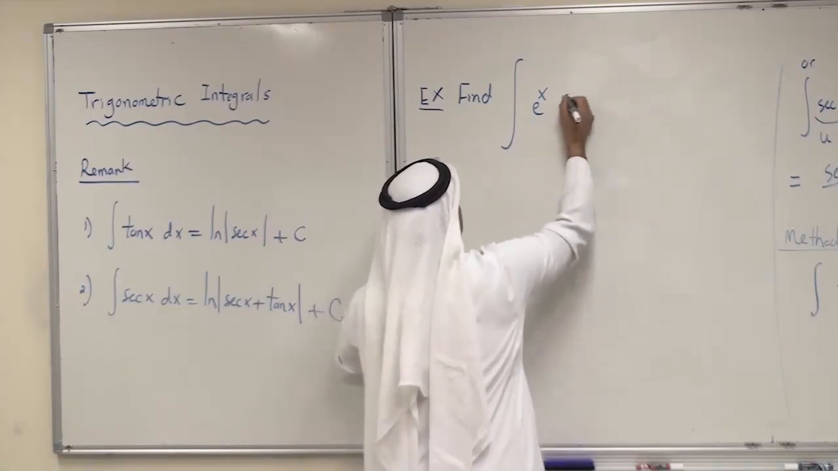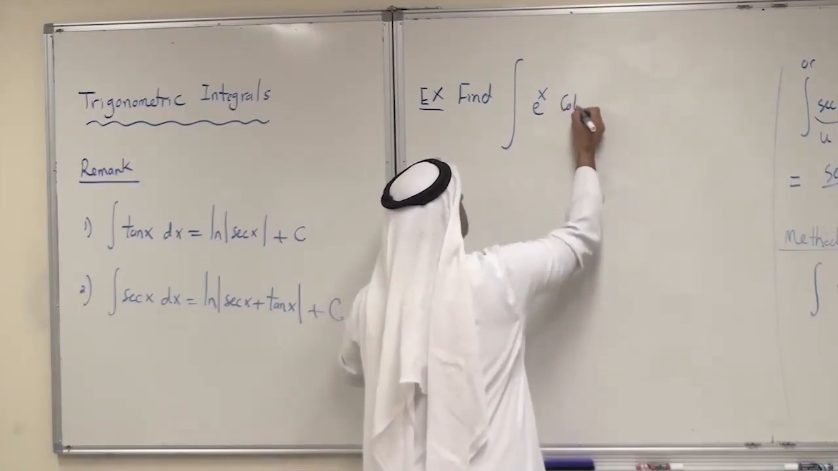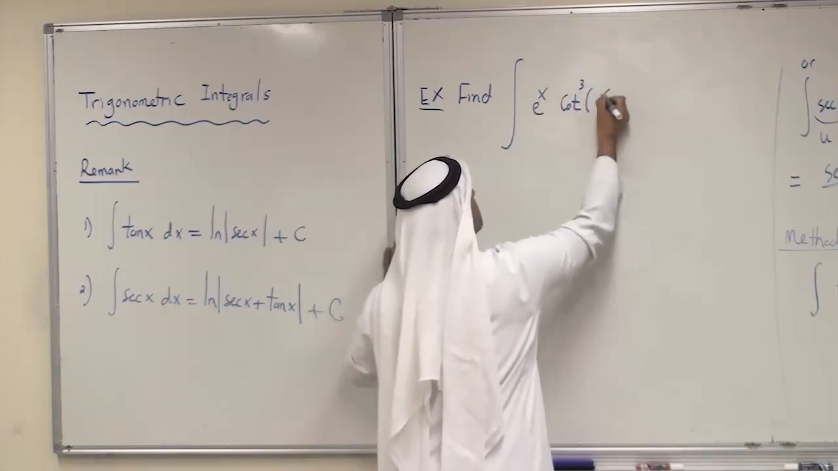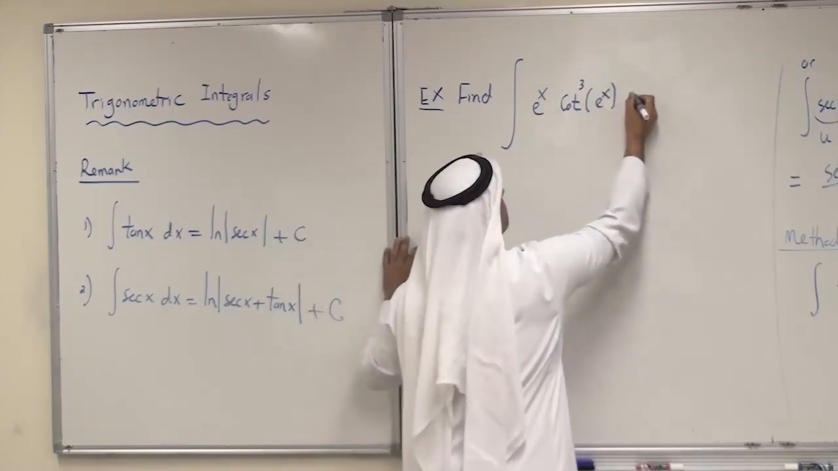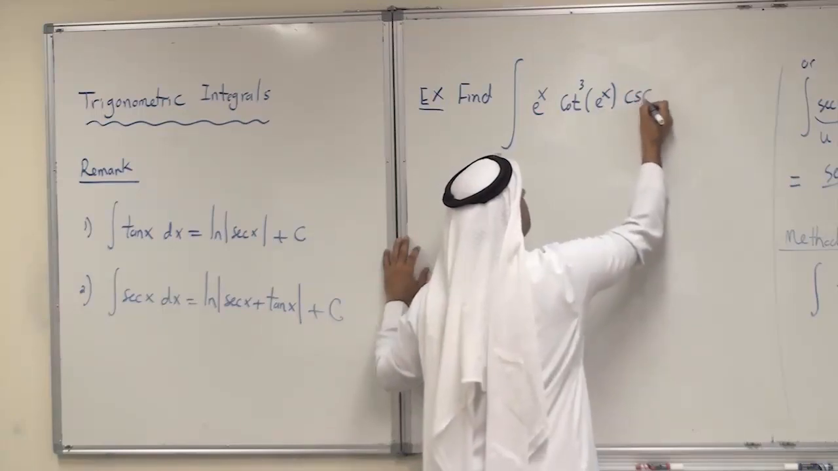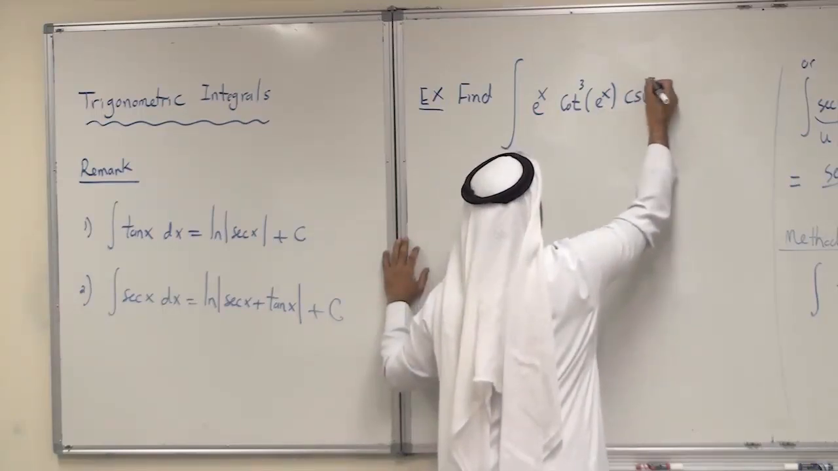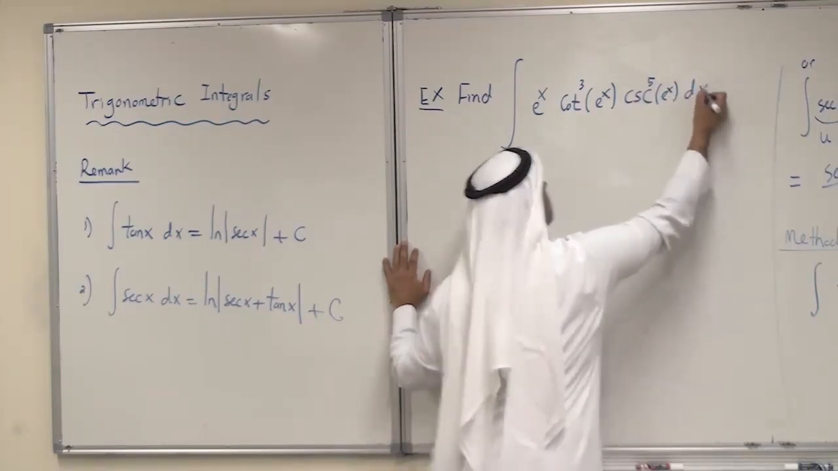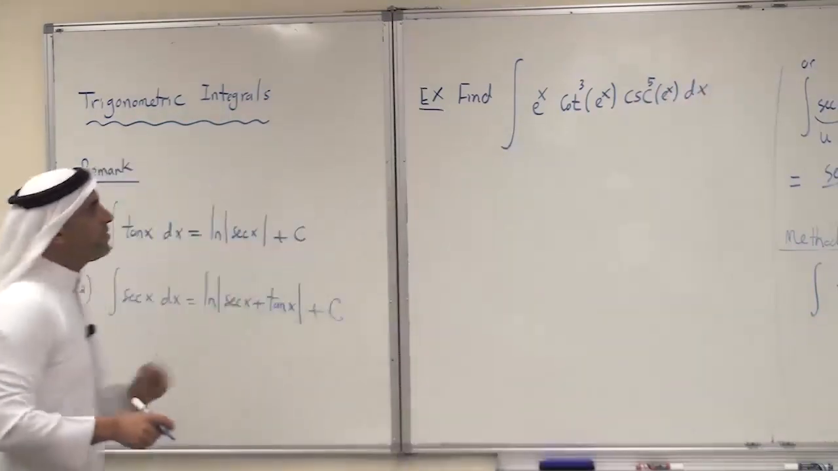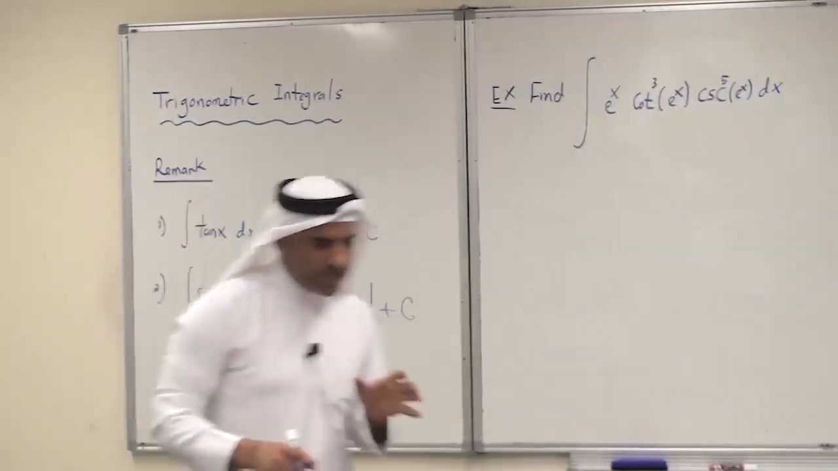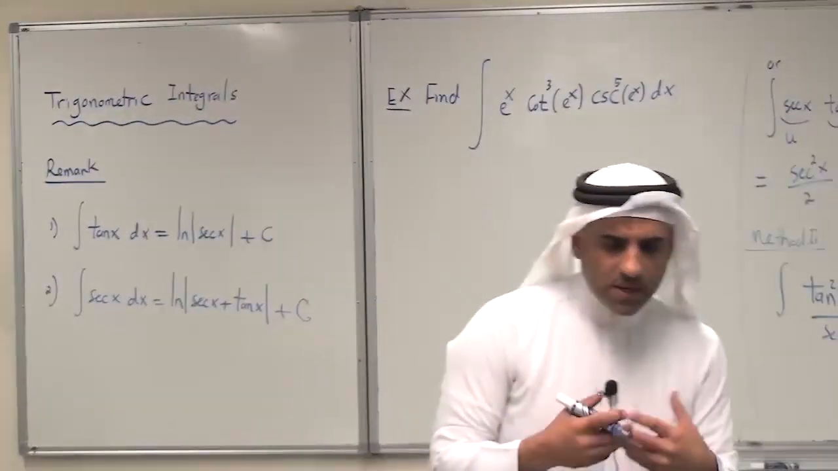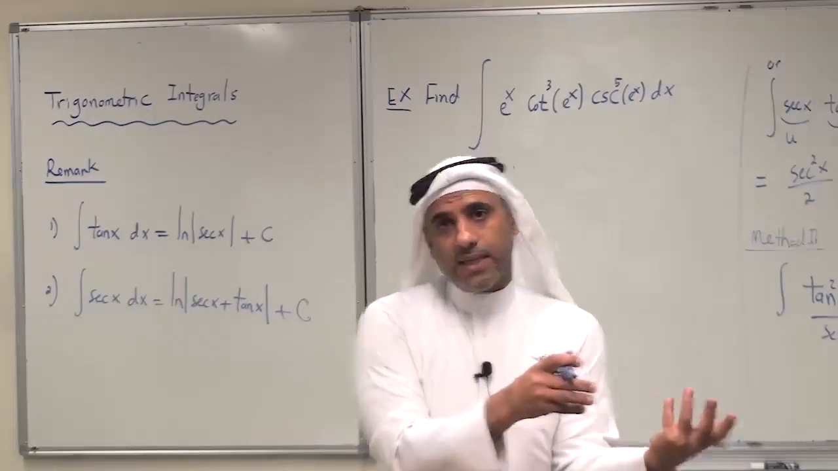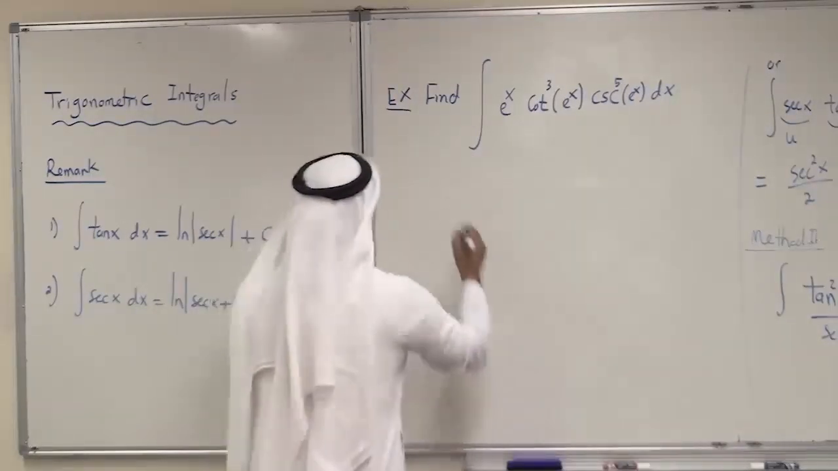I put something like cotangent to the power 3 of e to the x, and here cosecant to the power 5 of e to the x dx. So we have a combination of cotangent and cosecant. I put e to the x on purpose to also show you that sometimes we need to make a substitution before we go to discuss the cases. So what should I do here?